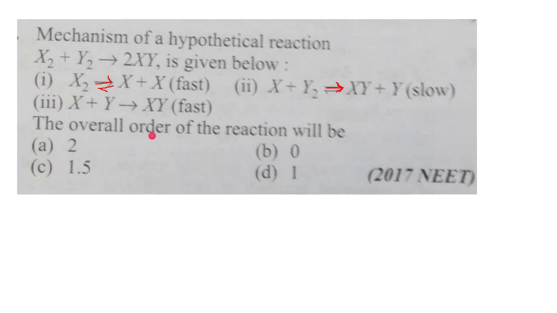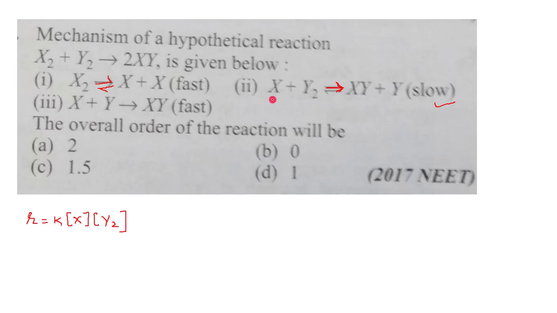So to find the order, you must write the correct rate law. Once you get the rate law, then you will write the order of the reaction. To determine the rate law, what do you have to select? You have to select the slowest step. Which is the slow step here? This one. The rate determining step is this one. So you will write the rate law using this rate determining step. What will be the rate law? R is equal to K, molar concentration of X into molar concentration of Y2. This will be the rate law.